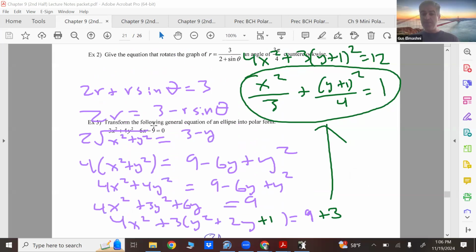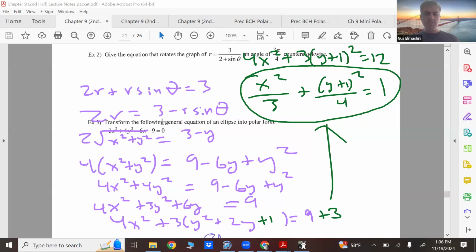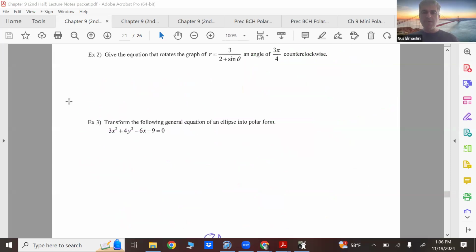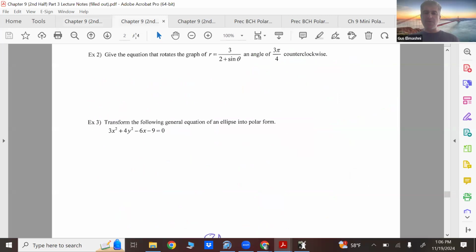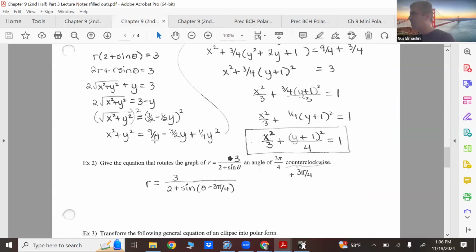Now we're going the other direction. Well, actually, not quite yet. Example 2. What was example 2 asking about? Give the equation. Oh, that's easy. I'll show you the answer key for that one. That's all it is. If it's going counterclockwise, that's like the positive direction for us. So it's minus 3 pi over 4. That's really simple.